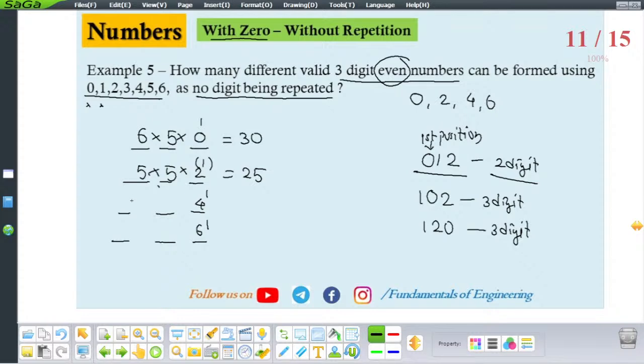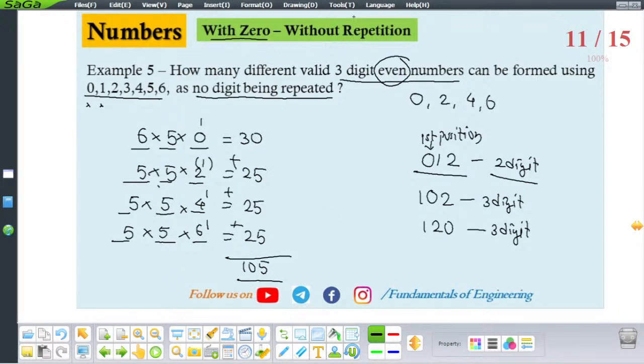So the first position cannot be 0, so we get 5 choices. 0 we can use at the second position. As we have used 4, out of 7, 2 are used and the remaining are 5. Here also 5 into 5 into 1 gives 25, and again for the next one 5 into 5 into 1 gives 25. Just add these numbers: 25 plus 25 is 50, plus 25 is 75, plus 30, we get 105.